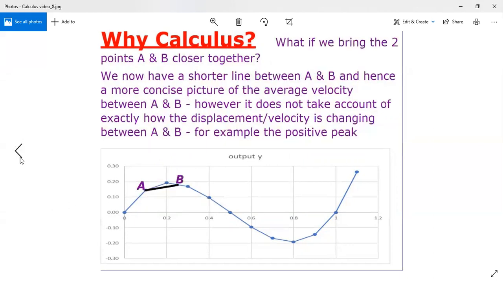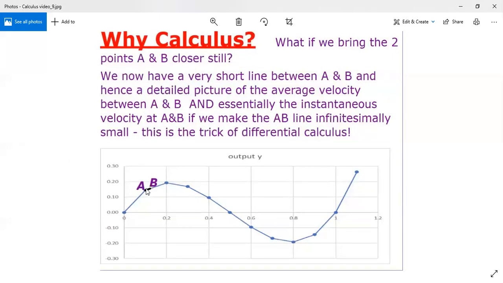So if we bring the points A and B closer together, again it's an average along that straight line, in terms of a linear system, and we get an average velocity between A and B. It's more accurate now. Why is it more accurate? Because points A and B have been brought closer together. So here's the trick. We bring the points A and B closer and closer together, and we gradually get to a point where the A to B line is a tiny, infinitesimally small straight line, and we get the rate of change at any point on that curve.